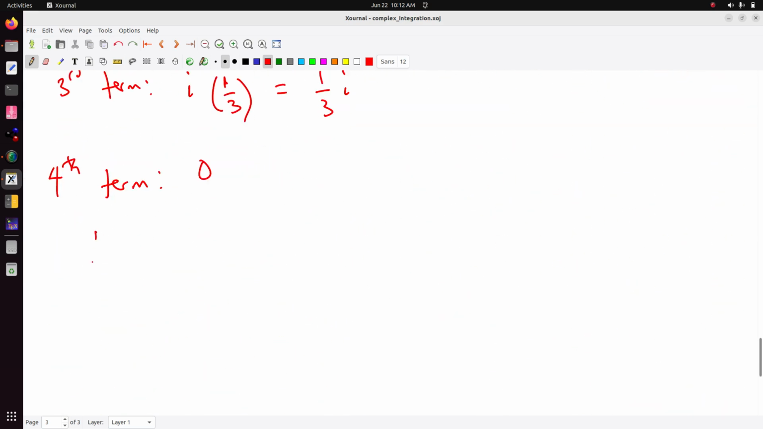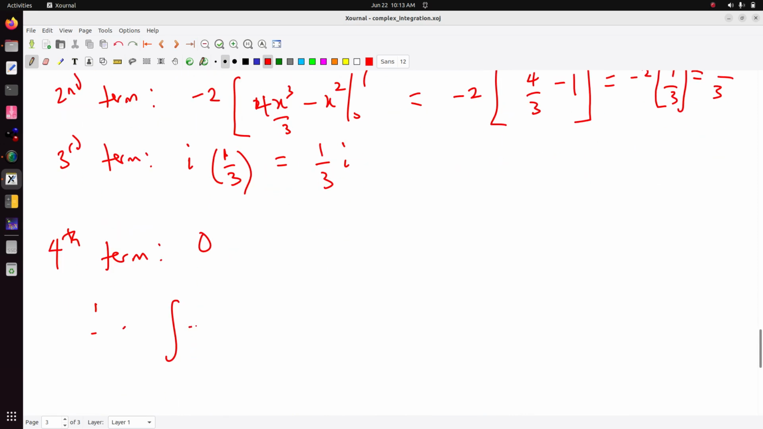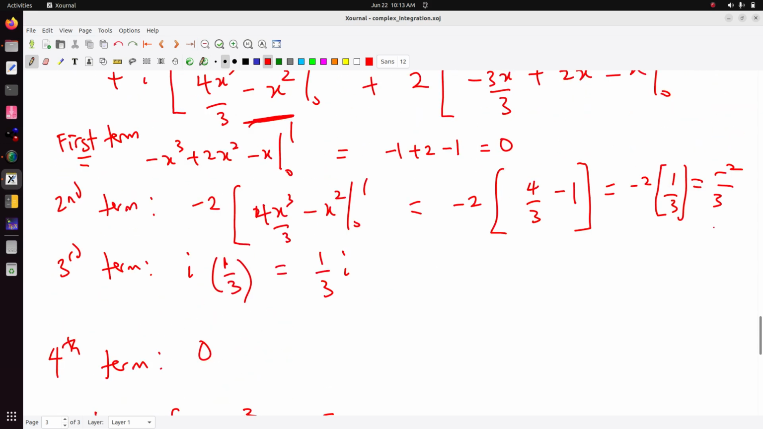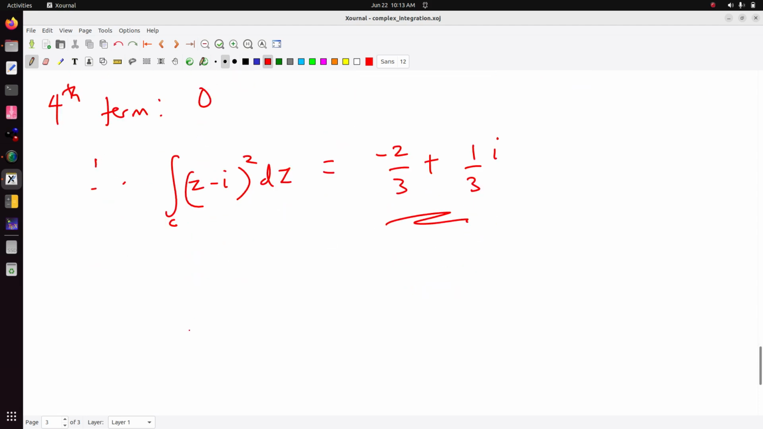So therefore, the integral of z minus i squared dz is going to be minus 2 over 3 plus 1 over 3i. So that is the solution to the integration. Alright. Now, the next thing I'll talk about is Cauchy's theorem.